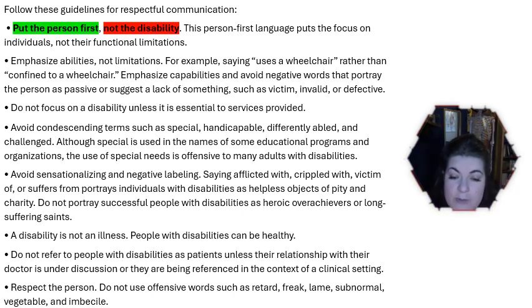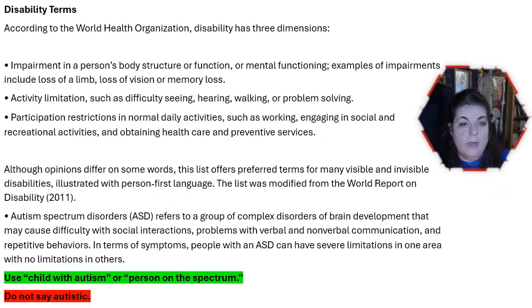Although special is used in the names of some education programs, it's offensive to many adults with disabilities. A disability is not an illness. People with disabilities can also lead healthy, normal lives. So we're not going to have it as the leading focus unless it significantly interferes with the services being provided.